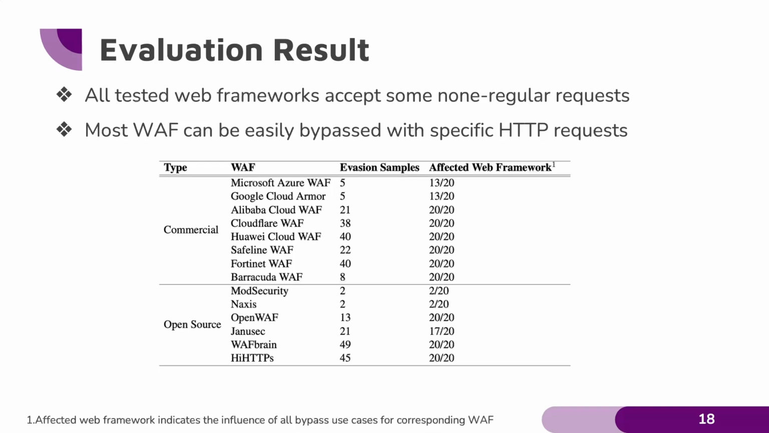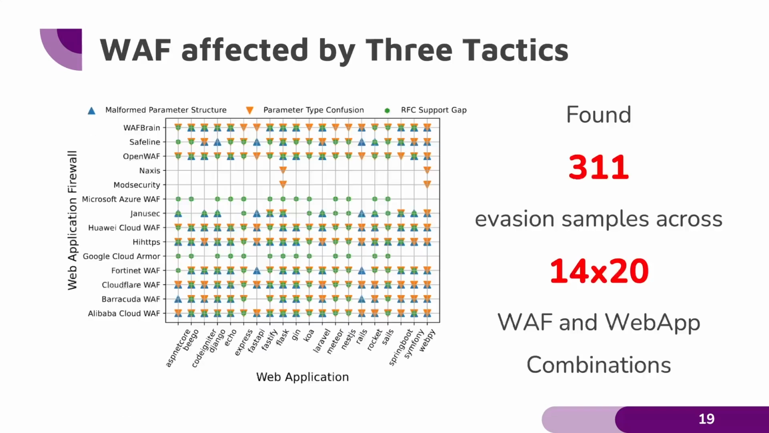After manually analyzing the effective cases, we summarize three protocol-level WAF evasion tactics. The first is malformed parameter structures, the second is parameter type confusion, and the last is RFC spec gap. We found 3,011 evasion samples across 40 by 20 WAF and web app combinations. We have seen that some WAFs are very strict, like NAXSI or ModSecurity, and some WAFs do not parse the body. But we still find approaches to bypass these WAFs. So let's talk about the three tactics.